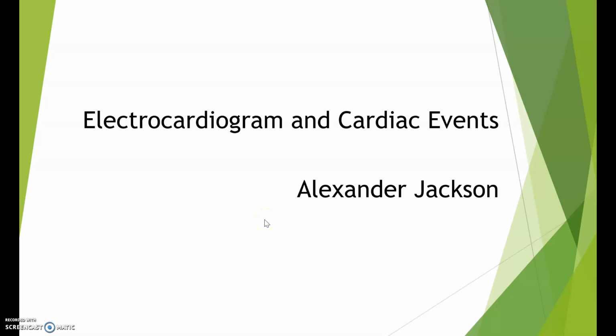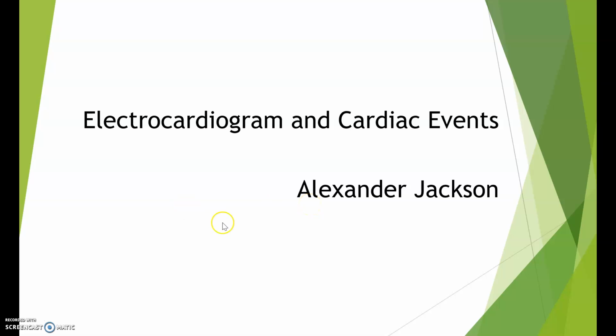This is Alexander Jackson. I'll be taking you through the electrocardiogram and the respective cardiac events that occur in sequence with the electrocardiogram. So this is also considered the ECG, electrocardiogram, and then we're going to be looking at the cardiac events parallel to the ECG.